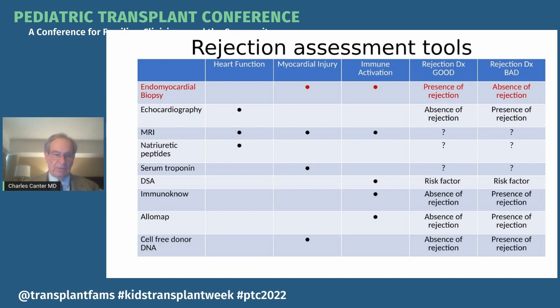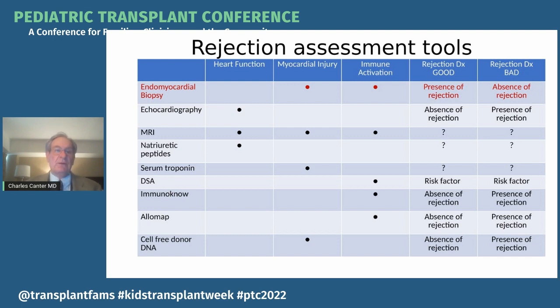DSA, or donor-specific antibodies, are used as a marker of immune activation. At this point, they're more a risk factor for developing an antibody-mediated rejection as opposed to a way to specifically diagnose rejection. Then finally, we have various blood tests that have been developed really over the last 15 years or so.